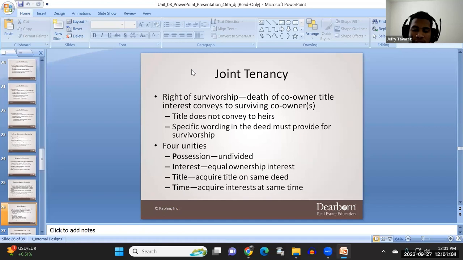So let's say there's four people and they're all alive. As long as they all agree, they can sell the property even if there has been some specific wording about who the property is going to go to once they die. Well, for example, this would have to be a freehold estate. This would be ownership. This wouldn't be a leasehold or anything like that. Is that what you're asking me?